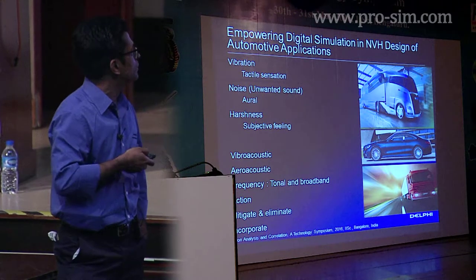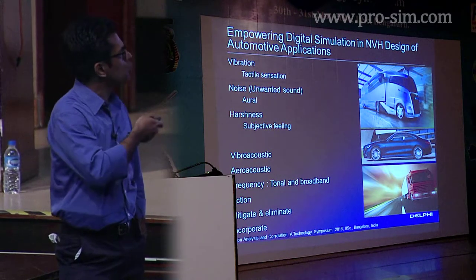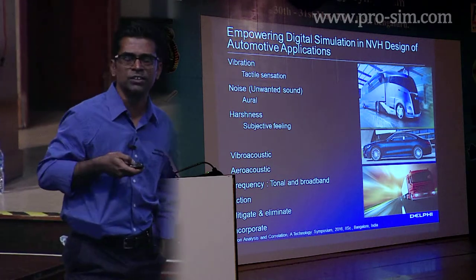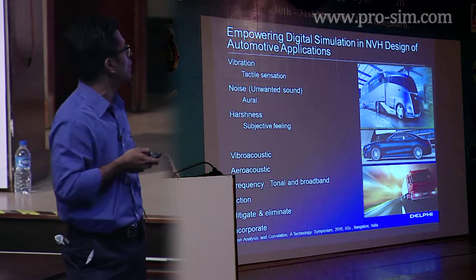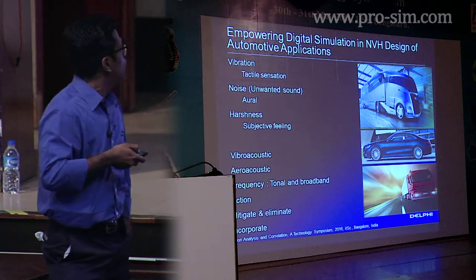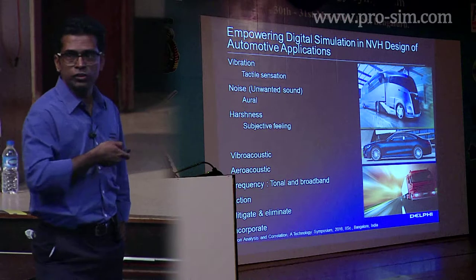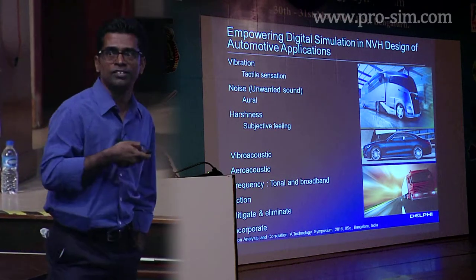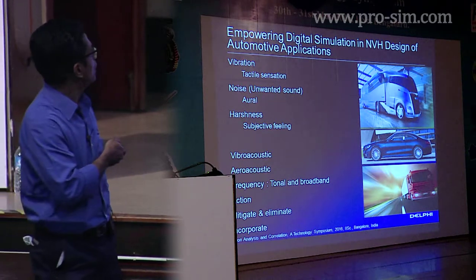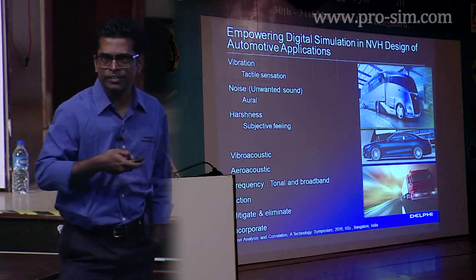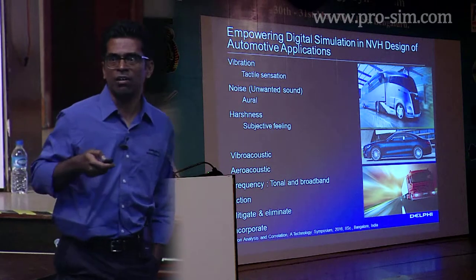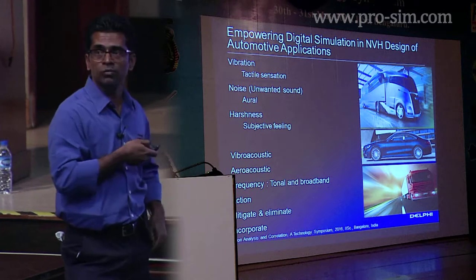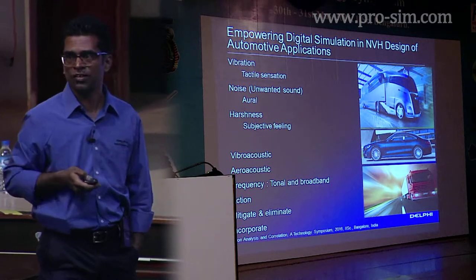As regards frequency, there are so many components in the car which are being excited in a range of frequencies. Some are tonal in nature, and some are broadband. Now, as regards action, what would you do as an engineer in handling the noise and vibration issue of a system like a car? In most cases, vibration and noise are not liked at all, and therefore one would go about mitigating the noise and vibration, or even eliminating it if possible.